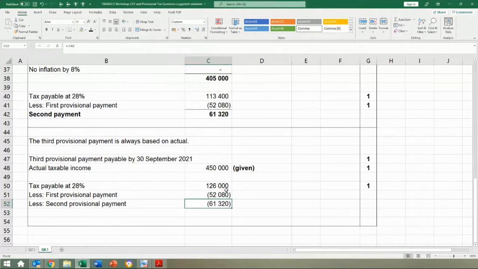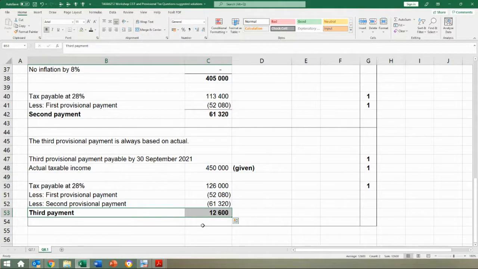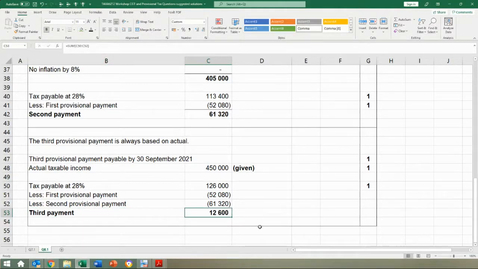Now, in a test, let's say you've made a mistake here. We would give you a method mark by transferring the amount you've calculated and removing it from the calculation. So once I've deducted the two payments I've already made, the additional payment I would have to make to avoid any interest and penalties would be 12,600 Rand. Okay, and that is how you calculate your first, your second, and your third provisional tax payment.